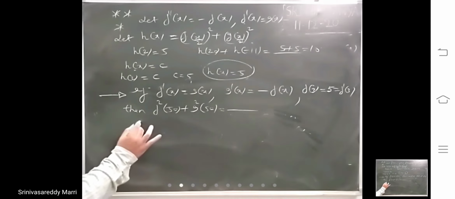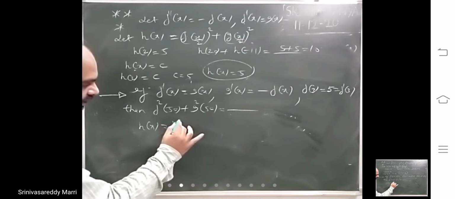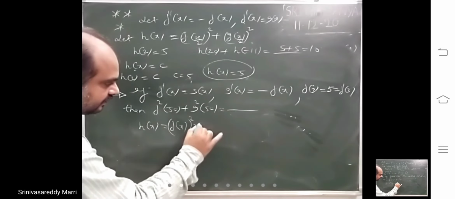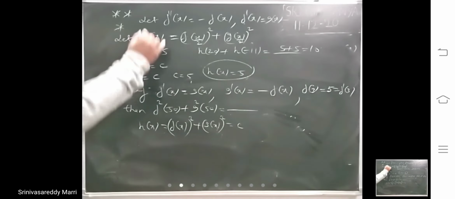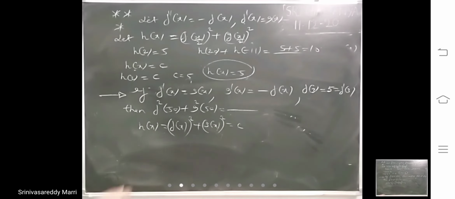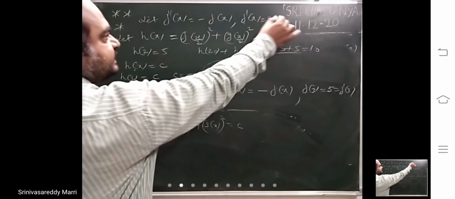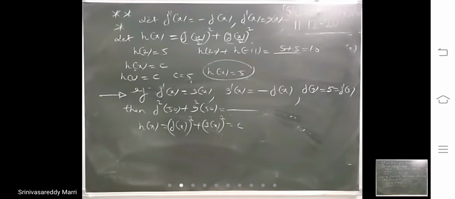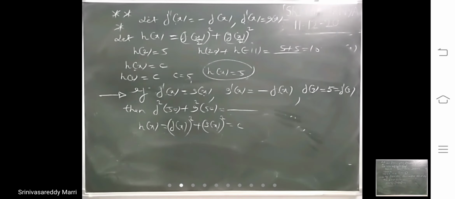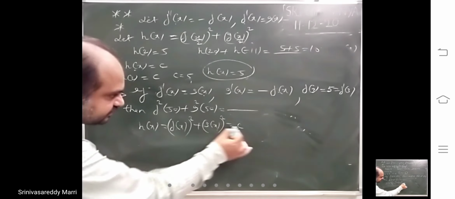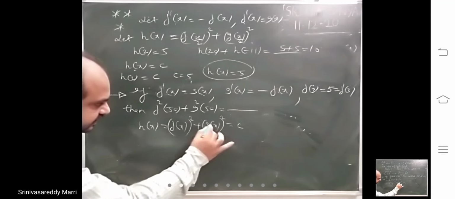So now you know that h of x is what? F of x whole square plus g of x whole square is constant. Same as the above equation only. Here f dash x is g of x, which means f double dash x is g dash x. Same, f dash x is g of x, and g dash x is f double dash x equal to minus f of x. So h of x is this, which is constant. Now what I am doing is substituting x equal 3.